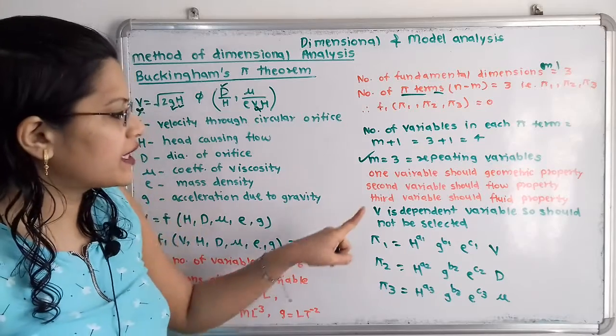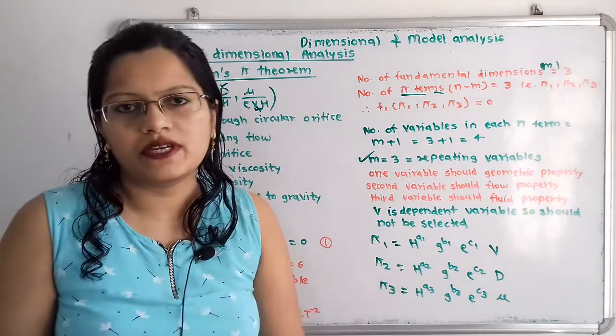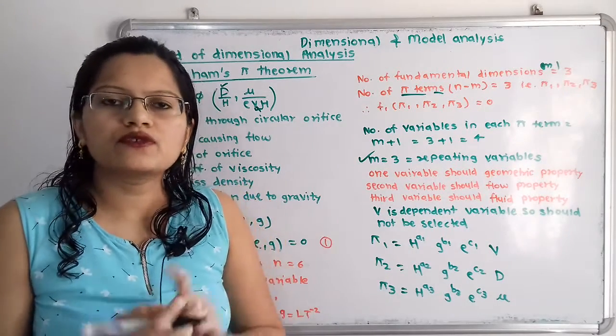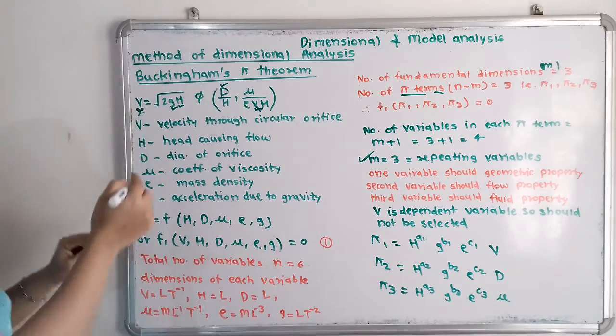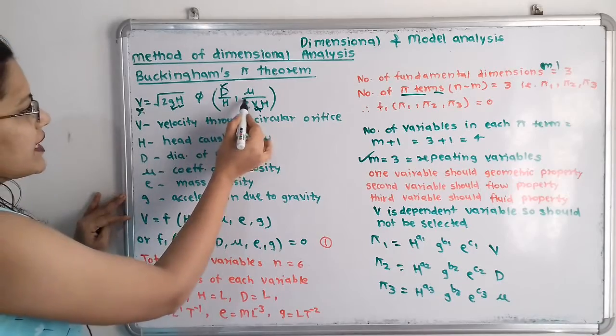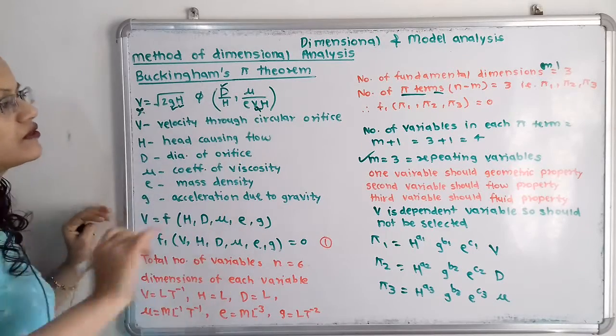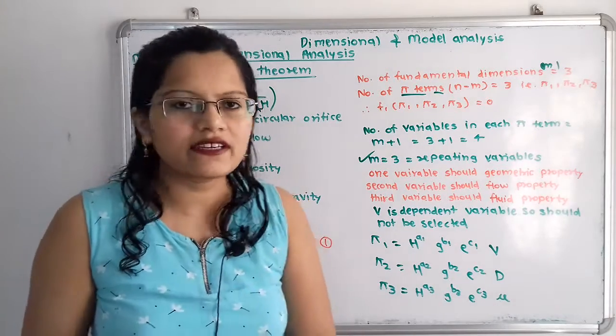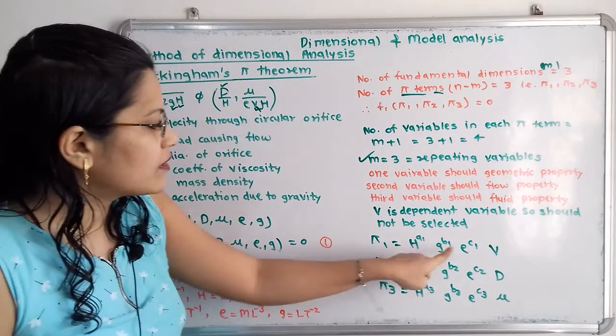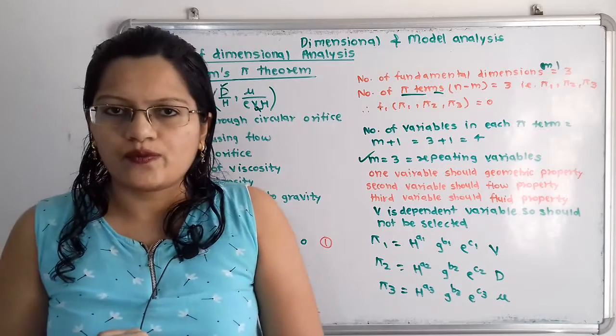Then the third variable should be a fluid property. So what does fluid property mean? Viscosity, density, those are related to the fluid. So we have to select the third one. Here density is there and mu, viscosity, is also there. So we will select density, we have to select any one. So third, we will select rho.